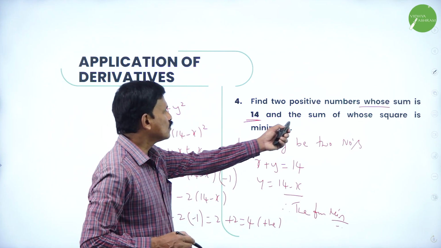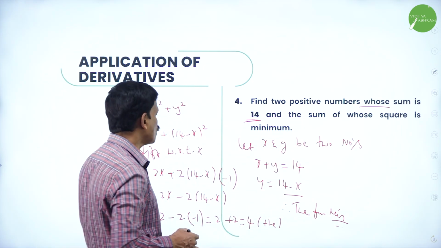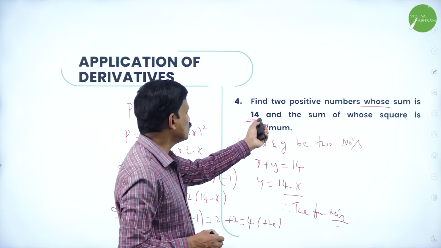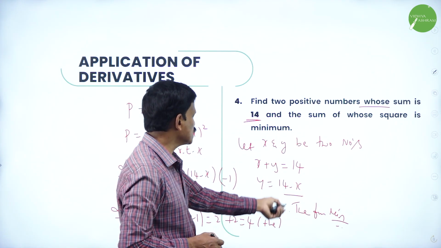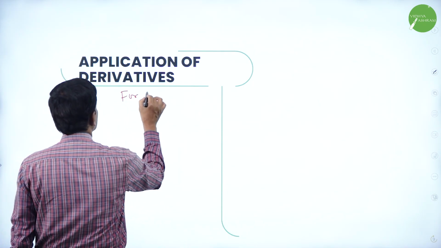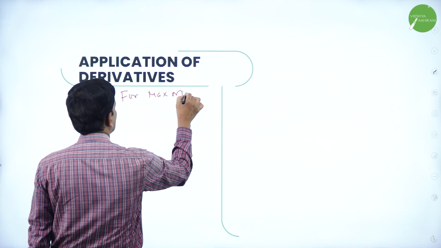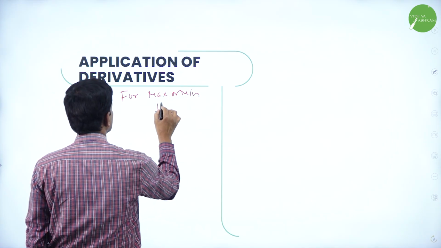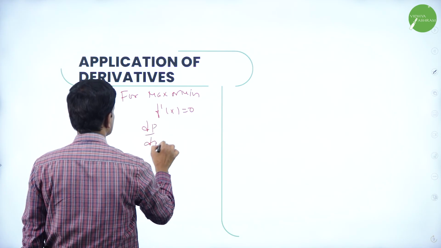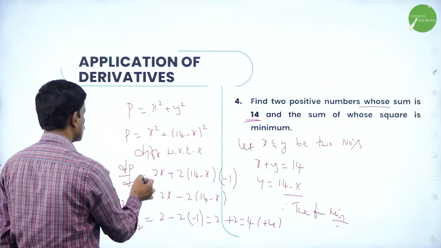So, that means whose square is minimum. So, how to find out the squares? Find two positive numbers whose sum is 14 and the sum of whose squares is minimum. Now, for the function to be maxima or minima, what is the condition? F dash of x is equal to 0. That is dp by dx is equal to 0. In this case, this is equal to 0.